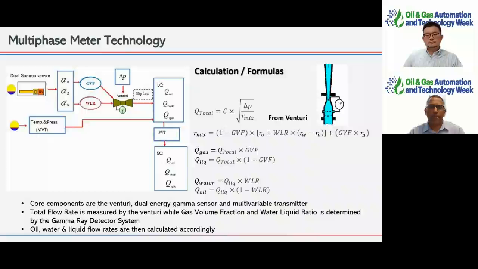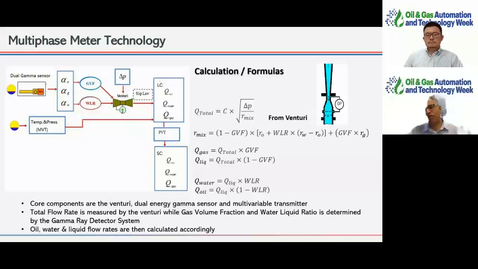So this is the nuts and bolts of a meter, and I've just kept it to one slide. Of course, if you need additional details on how the meter actually works, because this is not a metering seminar, this is more on the digital side, you can always visit us at the booth, and we'd be glad to share with you. But, in a very brief way, the core components of the meter are the venturi, which is there for the flow, and a dual-energy gamma sensor, which is basically for the phase fraction measurement. And then you've got a standard multivariable transmitter, which gives you your pressure, temperature, and differential pressure.